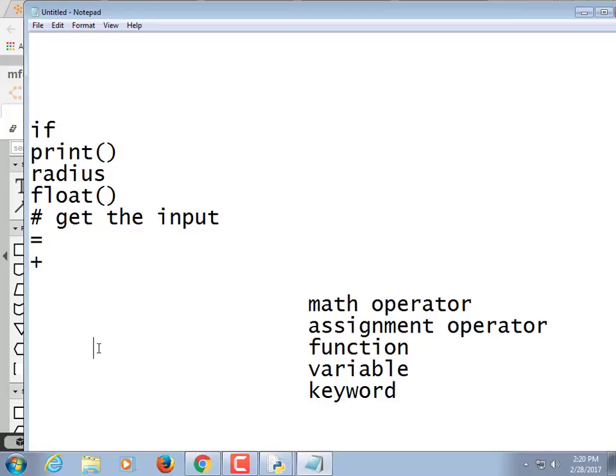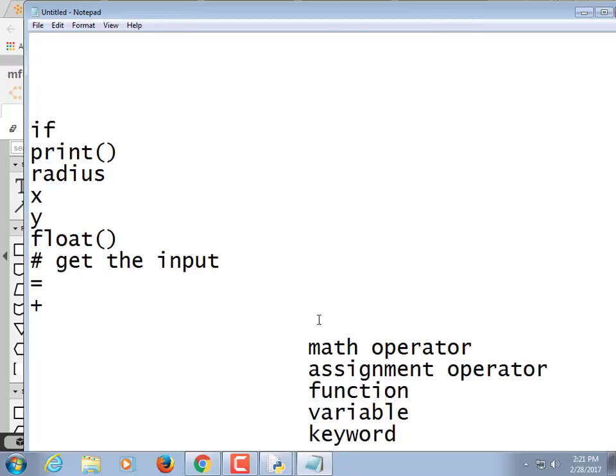Which of these, one or more of them, might be functions? Here's a shortcut. Anything with parentheses after it is a function. So print and float, those are functions. Why is that a function? Because the parentheses is where you would pass data into the function. You don't pass data into an if statement, so that's not a function. What is radius? Since it doesn't have parentheses, you know it's not a function. So it's a variable, right? Radius, x, y, all those things are variables.